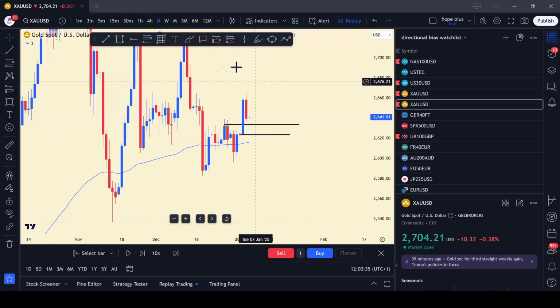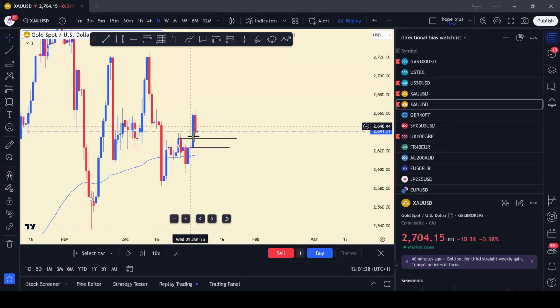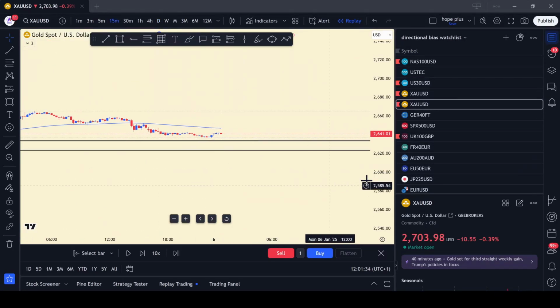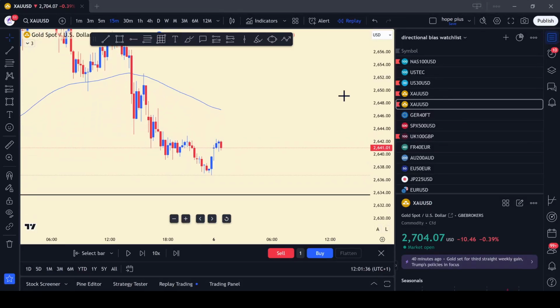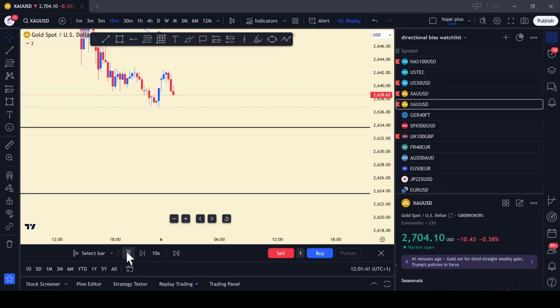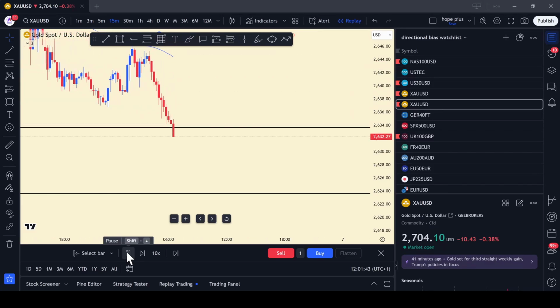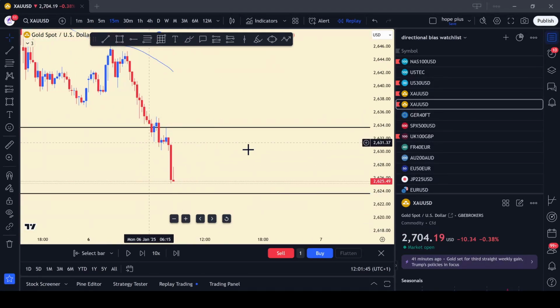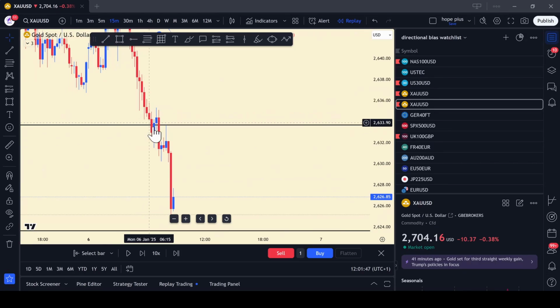So all you need to do, let's go to the 15 minutes and see as price approaches this level. So this is the 15 minutes. We are going to play and watch price approach this level. Now, when price comes in here, this first support, do we have any form of engulfing? No. Instead, we have a bearish engulfing. It simply means, no, we are not taking entry here.